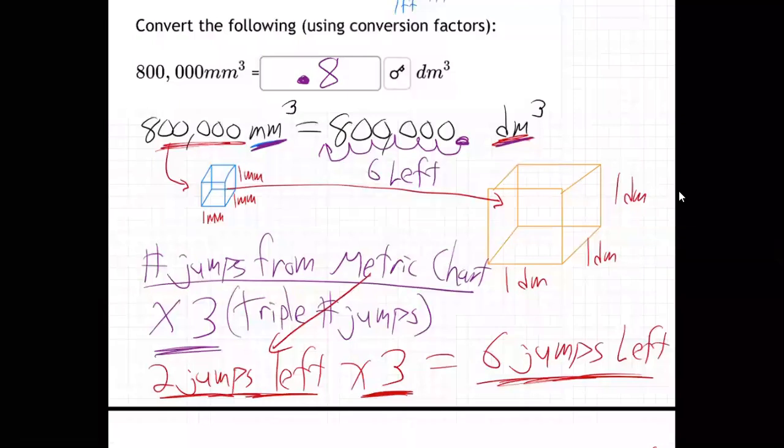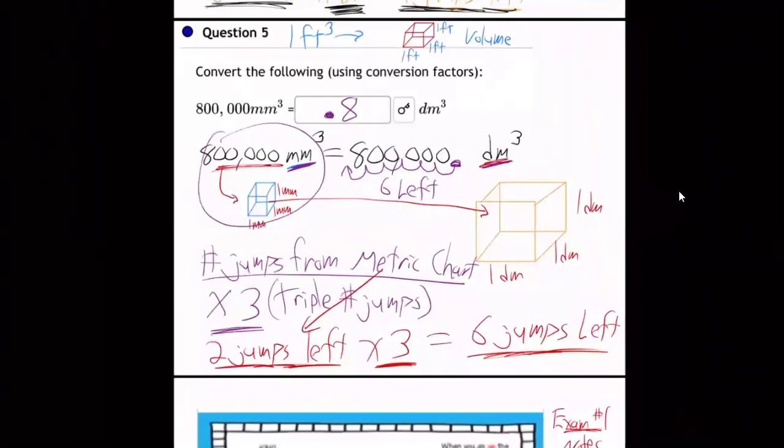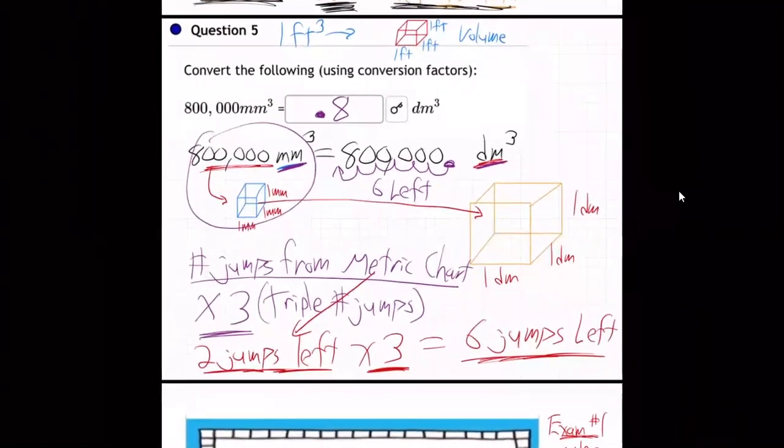0.8 cubic decimeters. It's not even a whole cubic decimeter. 800,000 of these wouldn't even quite fill up 1.0. It's only 0.8, less than 1 whole cubic decimeter. They're so much smaller. So there we go. When they give you third power units, you just count the number of jumps from the metric chart and you triple it.